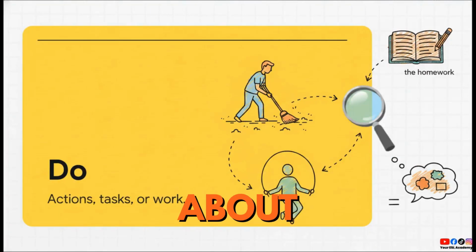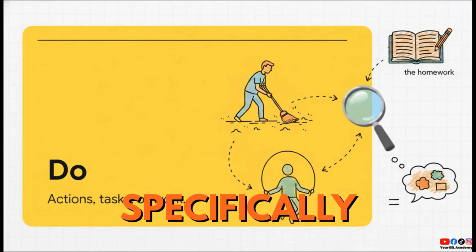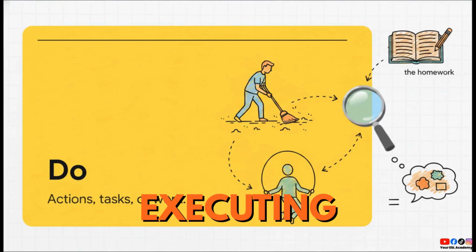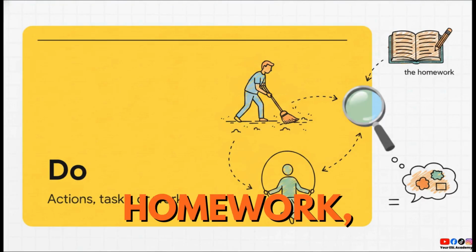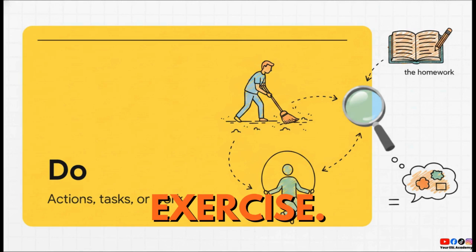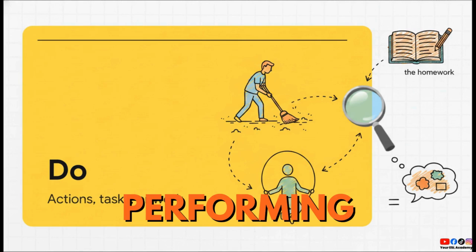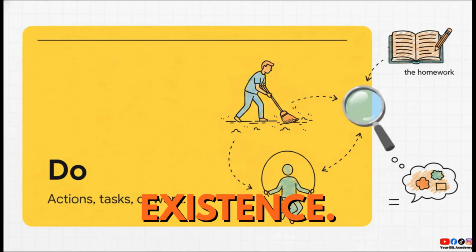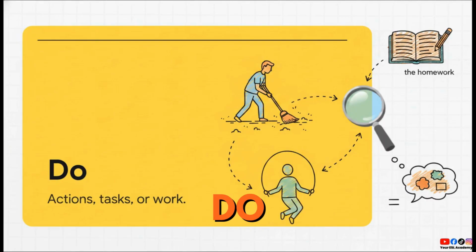First up, let's talk about do. We use do specifically when we're talking about actions, tasks, or work. You can think of it as the go-to verb for just executing an activity. Like, you do homework, you do the cleaning, you do exercise. In all these cases, you're just performing a task, right? You're not bringing a brand new physical object into existence. So, lock in that equation. Do equals activities or tasks.